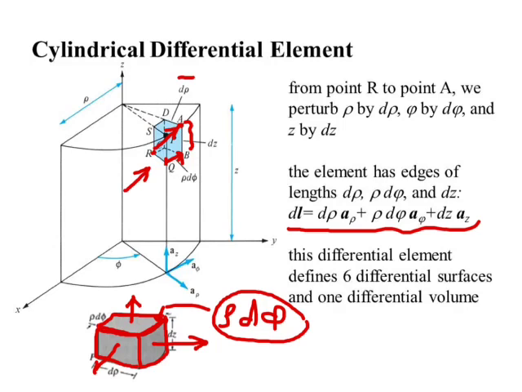It is d rho in the rho direction, rho d phi in the phi direction, and dz in the z direction. And as I said, we define 6 differential surfaces and 1 differential volume. Of course, here the volume of this element is not that difficult to see. If you multiply all the edges, it will give you rho d phi dz. This is the differential volume element that we need. So we have 6 differential surfaces and 1 differential volume.